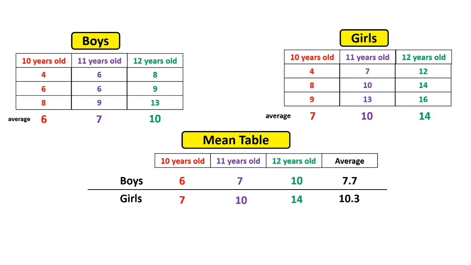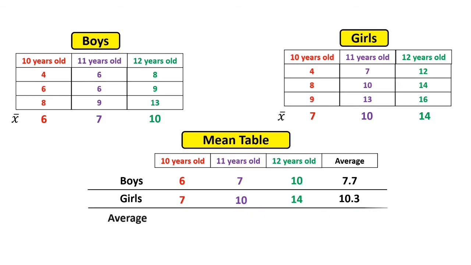The average test score for all the 10-year-old boys and girls is 6.5. The average test score for all the 11-year-olds is 8.5. And the average test score for all 12-year-olds is 12. And the average test score for all the children turns out to be 9.